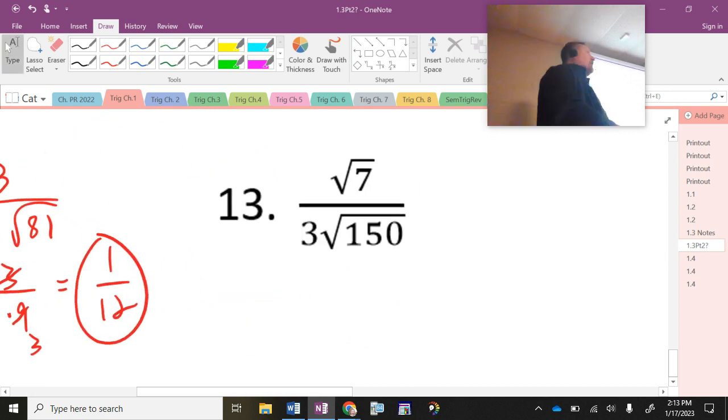Is 7 a perfect square, yes or no? Is 150 a perfect square, yes or no? No. Is there one in there? Do you think 7 goes into 150? Doesn't feel very good. So this one's a real ugly one. You do not want to rationalize right now. You do not want to multiply top and bottom by root 150. You want to do this.